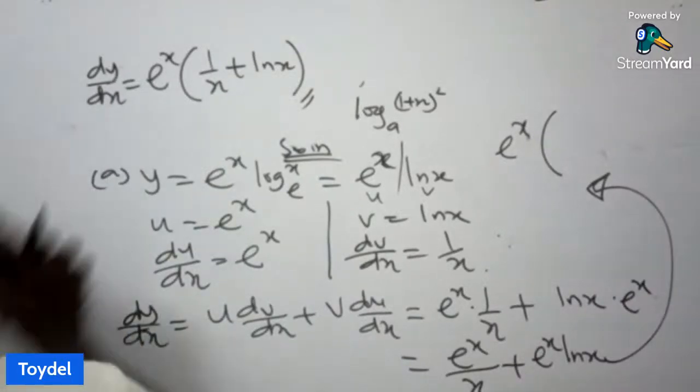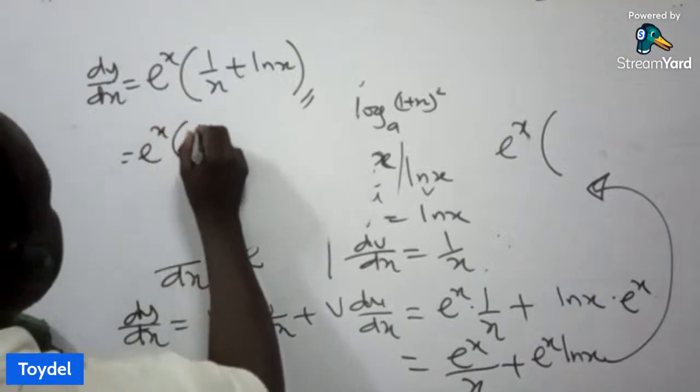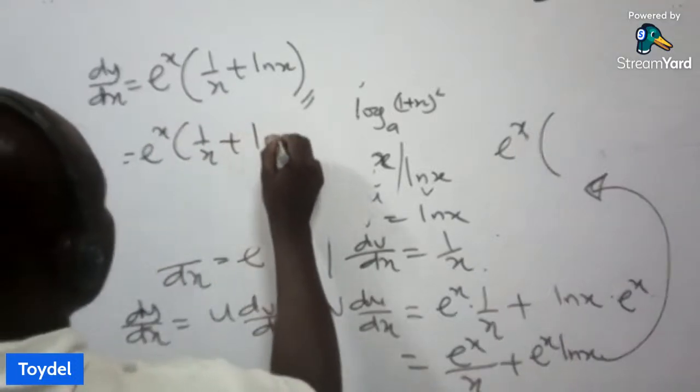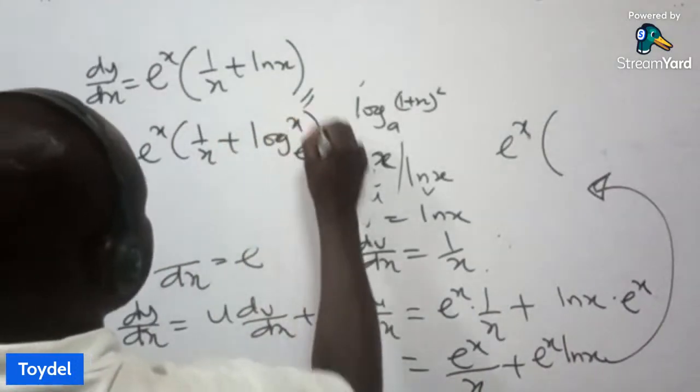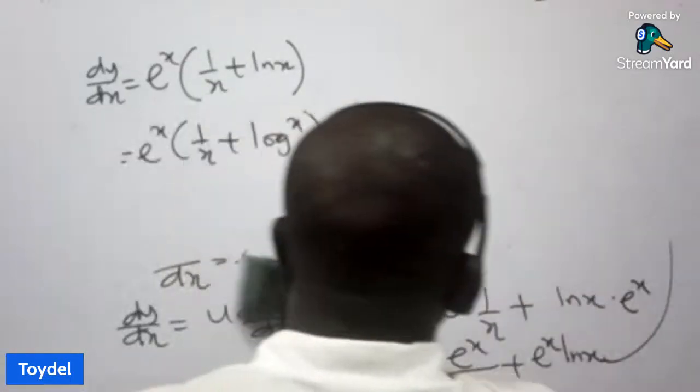And of course, we know the meaning of ln x. We can write this as e^x into bracket 1 over x plus log_e x. So that is the answer. That's what we are going to get. So that's that about that.